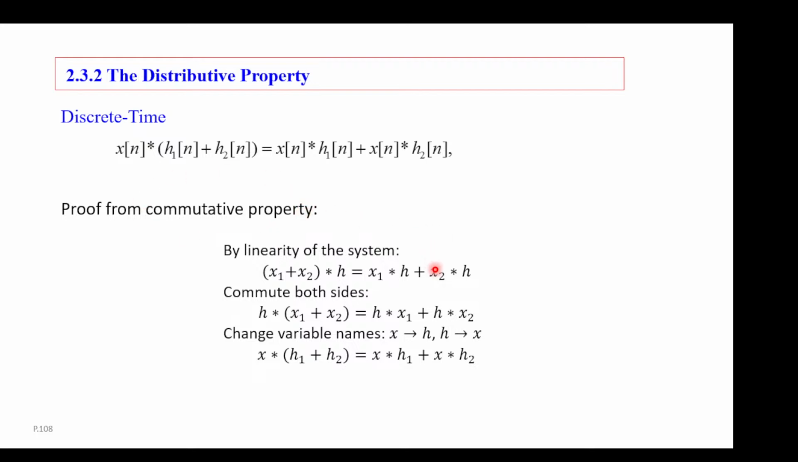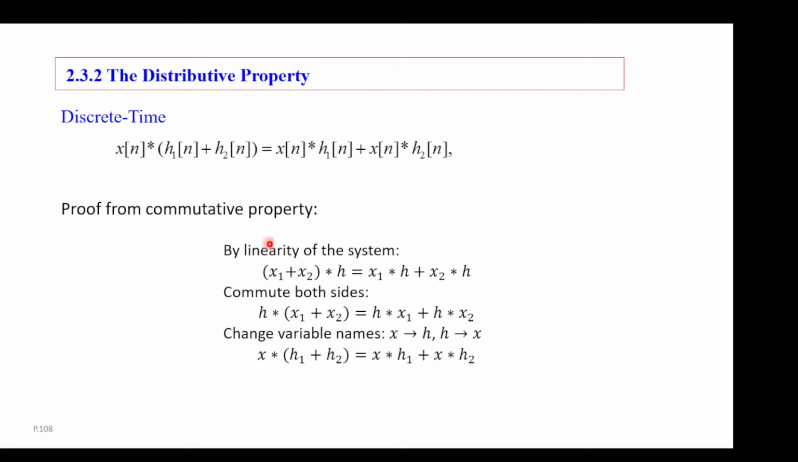Okay, so first we know that our system is linear. So if our input is x1 plus x2, then the output of x1 plus x2 convoluted with h should be the output of x1 plus the output of x2. Then the output of x1 is x1 convoluted with h, and the output of x2 is x2 convoluted with h.